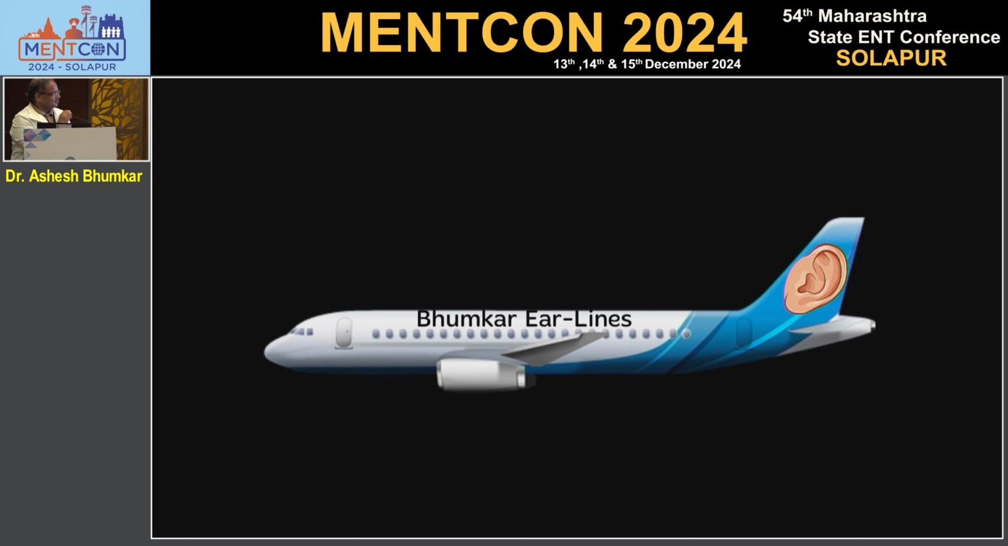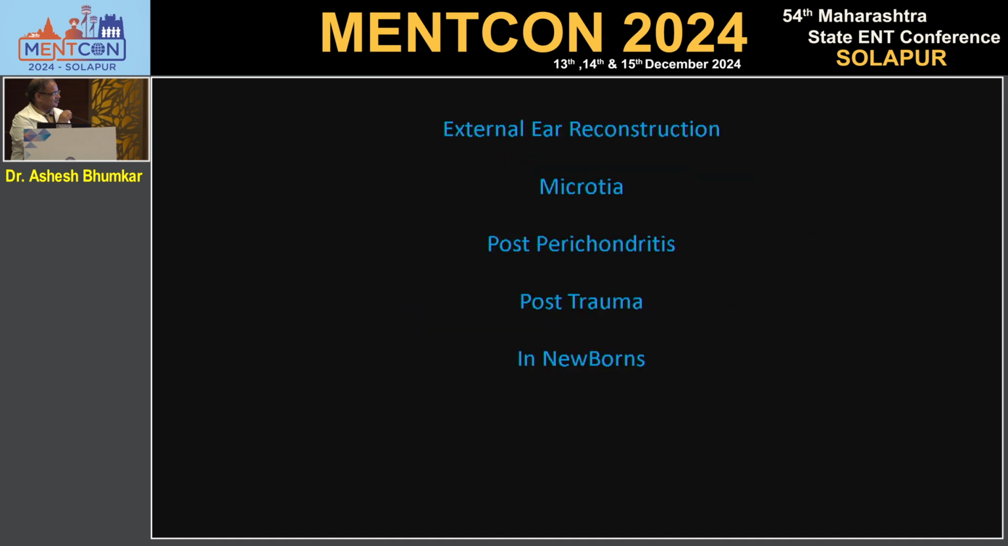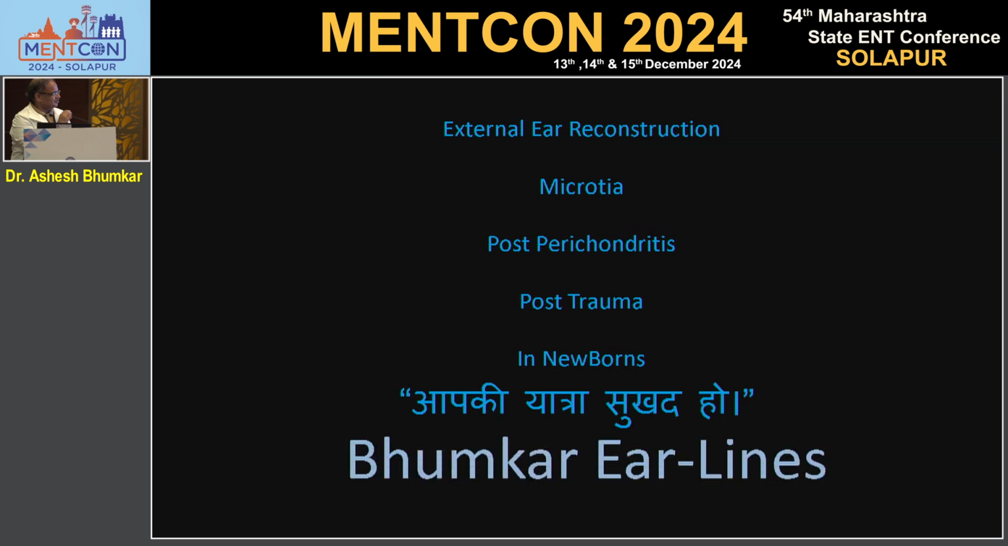Okay, so Microtia, like I said, three situations I will cover, but before that, the basics of Microtia, because these are the ones which get applied. These are the three situations: post-perichondritis, cauliflower deformity, post-trauma, and in newborns. Specifically, this is what I will cover in today's talk.